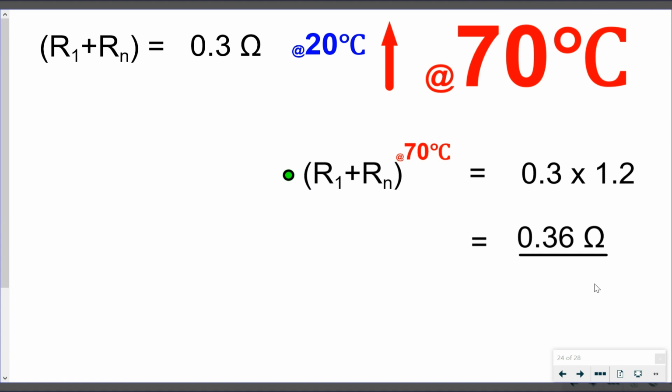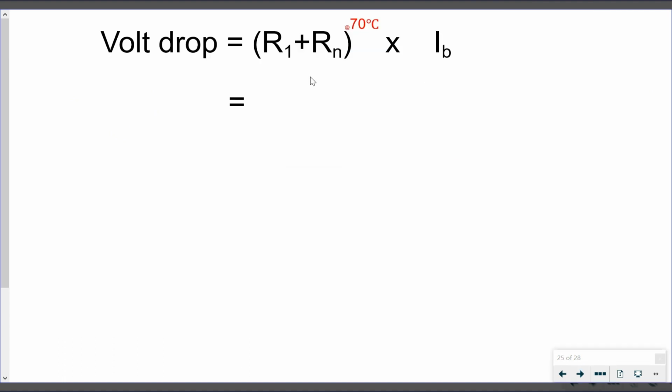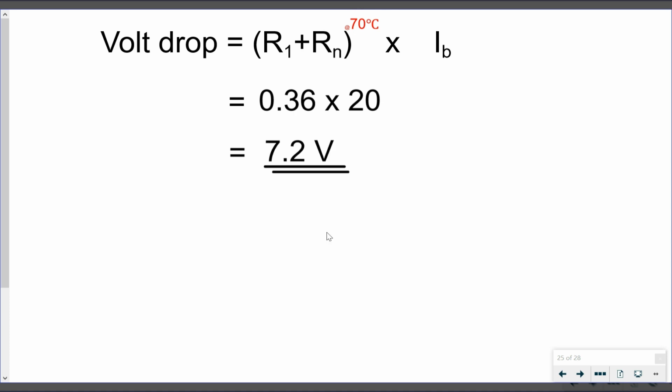Now remember, this is not a final answer. This is just a step towards our resultant answer. So for the volt drop, we take that R1 plus Rn value that we've corrected to 70 degrees C and the design current, that 20 amperes. So 0.36 times 20 amperes gives us a volt drop of 7.2 volts.